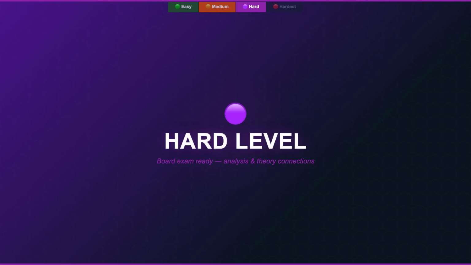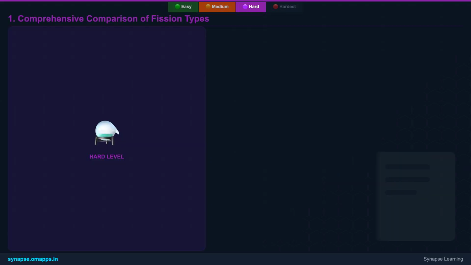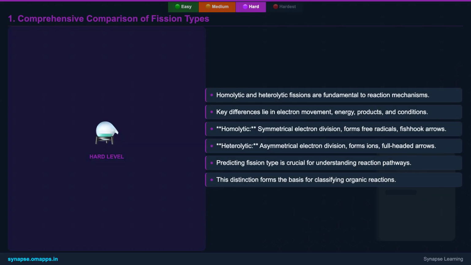Now, let's push our understanding further. We'll compare these two fission types in detail and connect them to broader chemical theories. A comprehensive comparison reveals the distinct characteristics of homolytic and heterolytic fission. Homolytic fission is symmetrical, distributing one electron to each fragment, forming neutral free radicals. It's depicted by fishhook arrows and requires high energy inputs like heat or UV light, often occurring in nonpolar solvents.